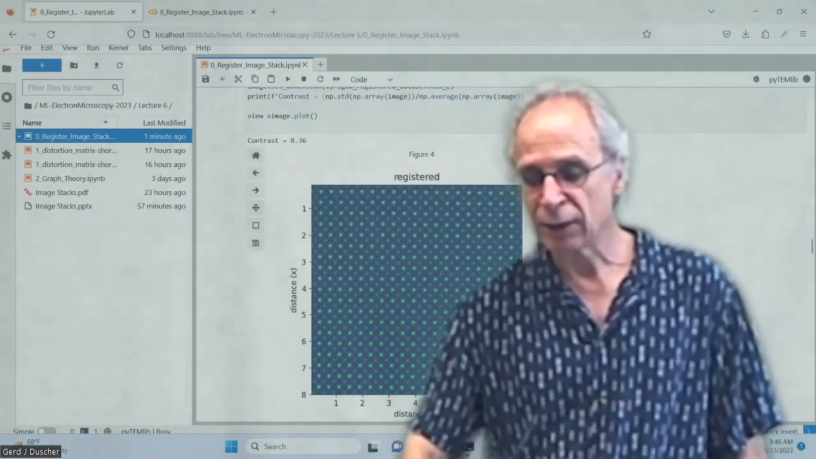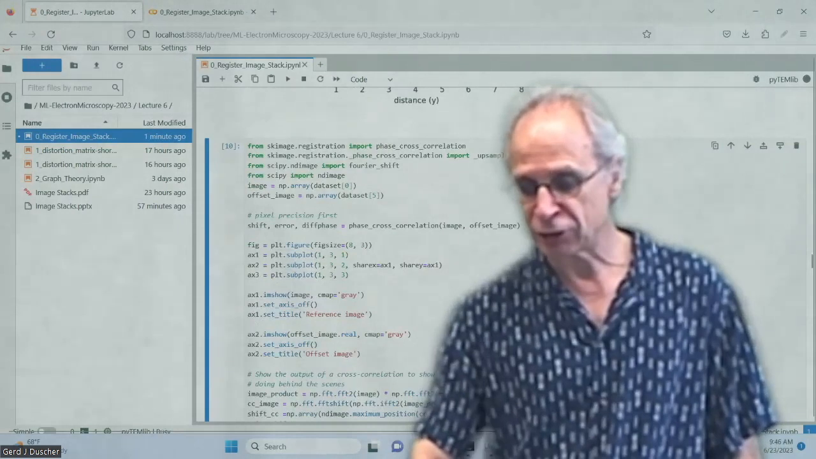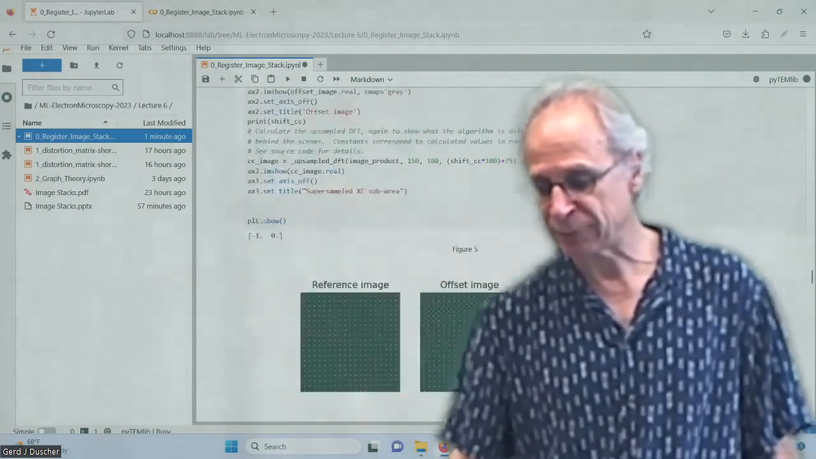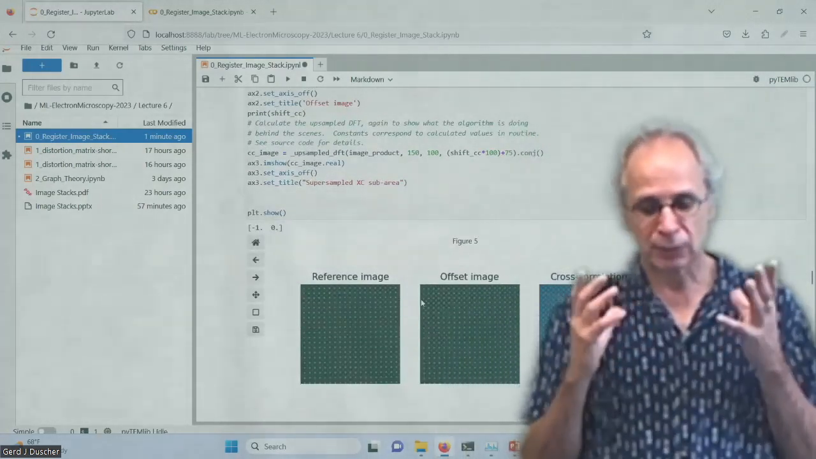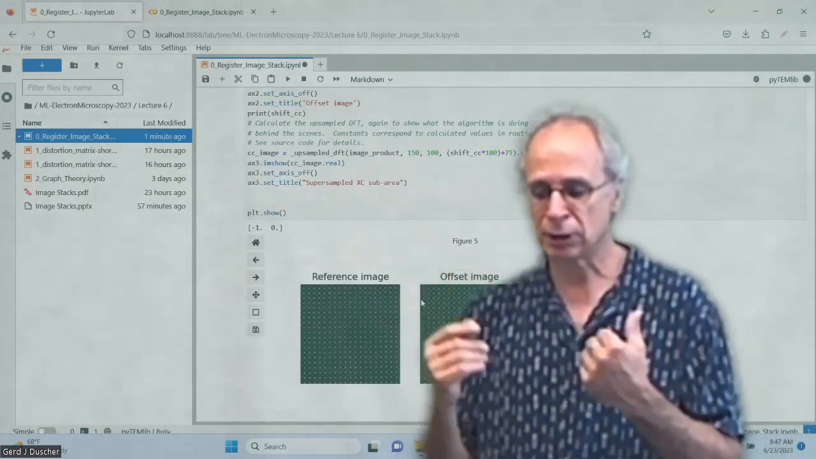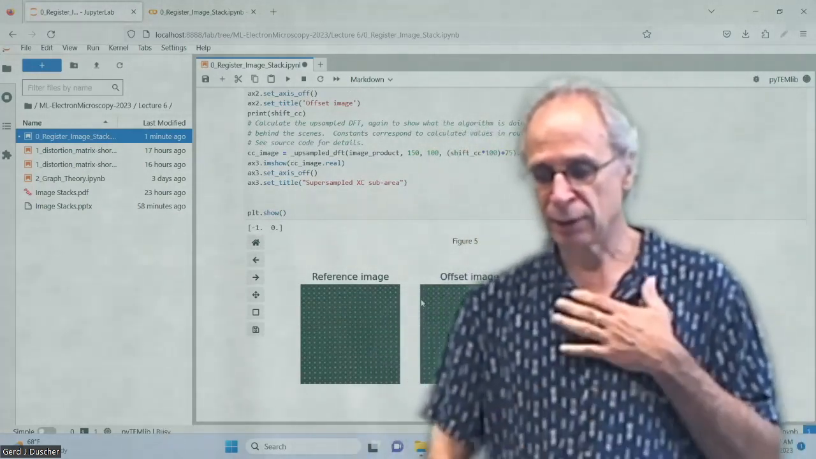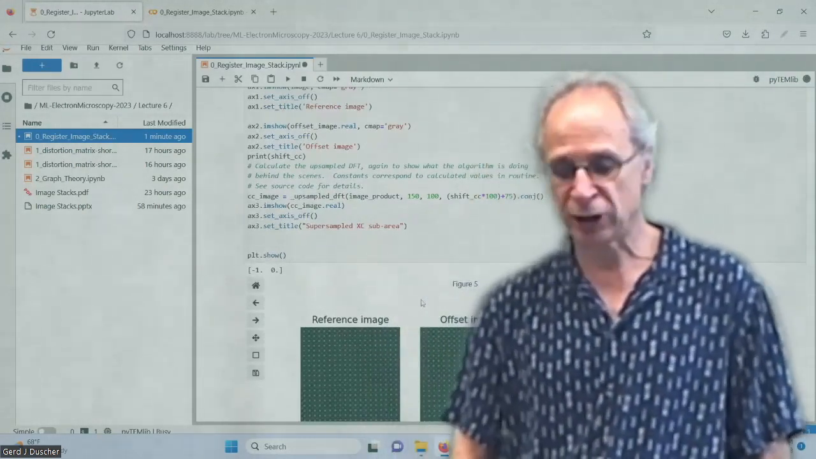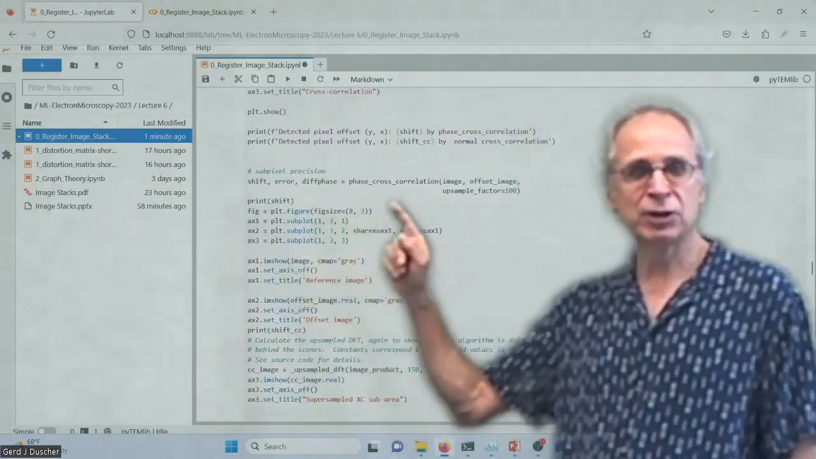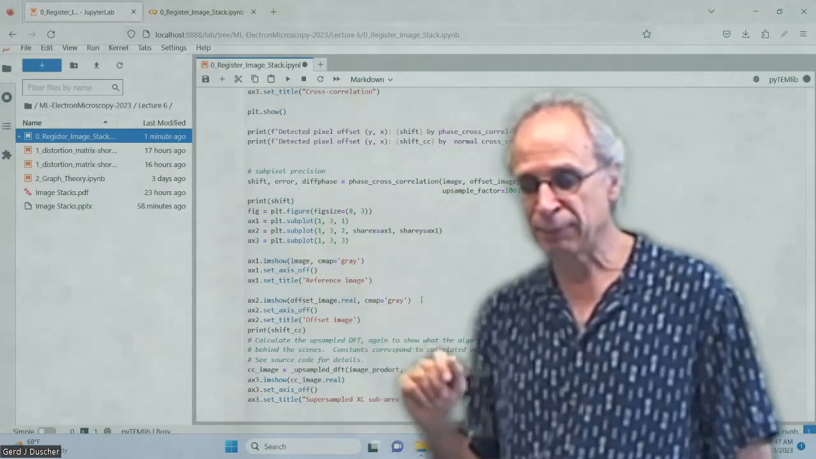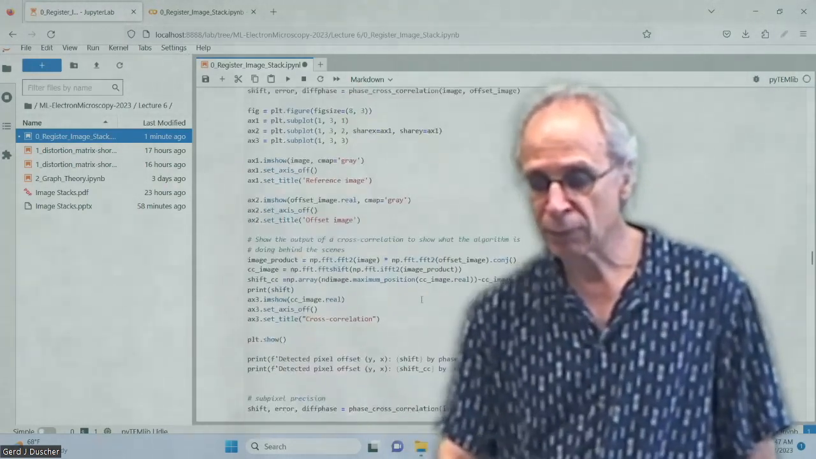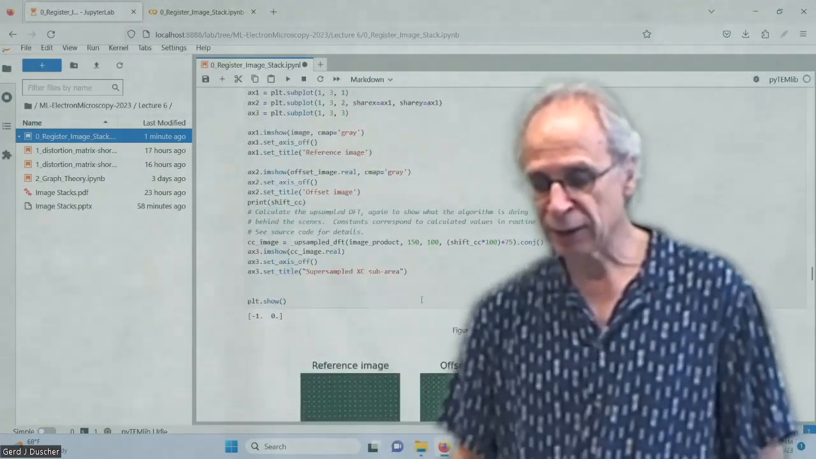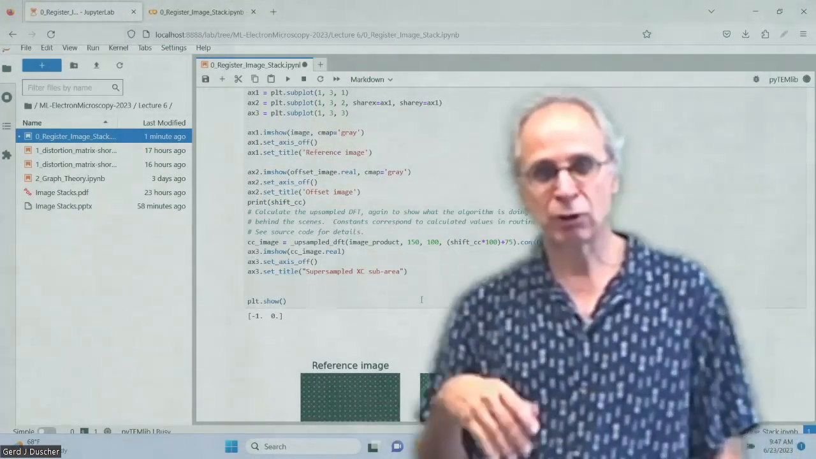So if we do now a non-rigid registration, before we do that, we have to look at what you do if you want subpixel accuracy. I had that in my slides, so I thought I'll share that with you. There is something called phase cross correlation in, say, SciPy spatial, I think, and you can upsample your cross correlation.